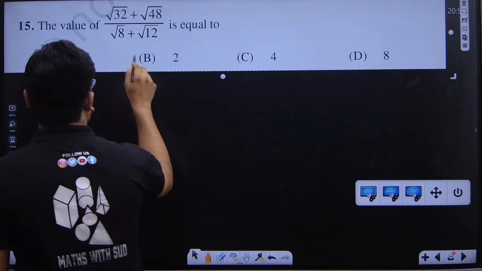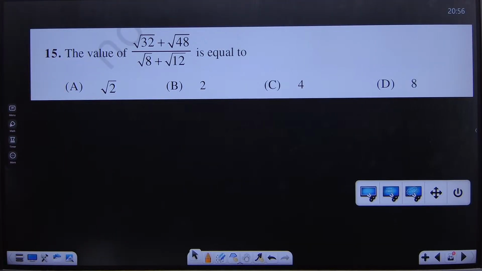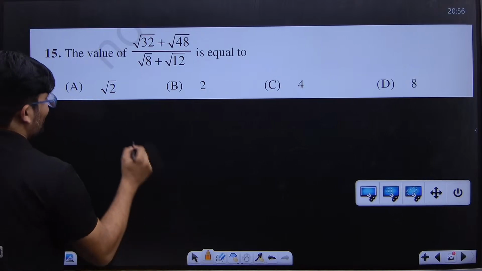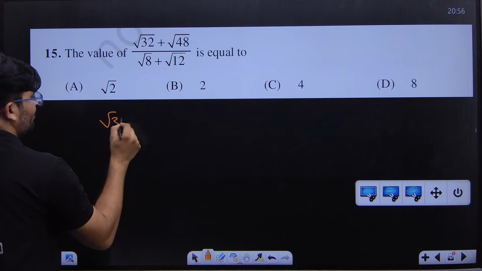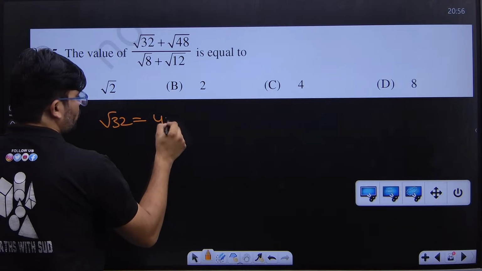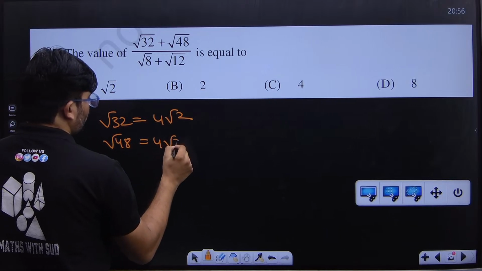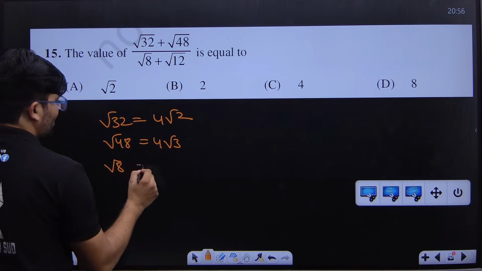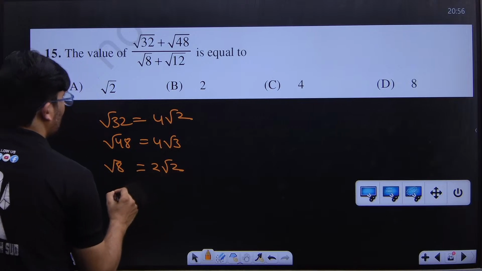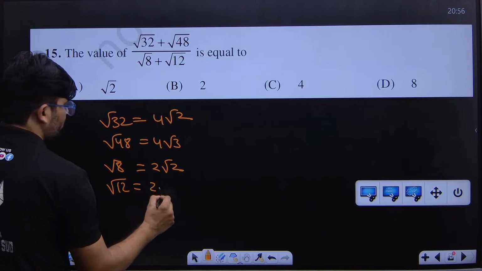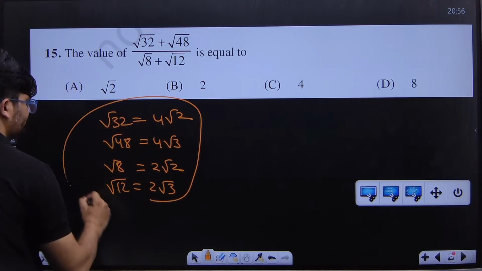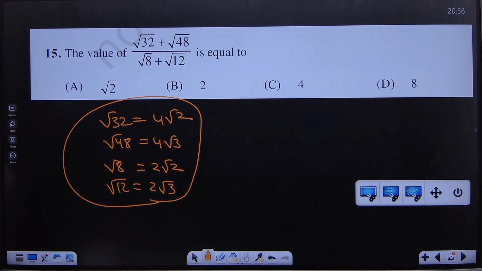Important question, do it. If you want, I can help you out. Under root 32 can be written as 4 root 2. Under root 48 can be written as 4 root 3. Under root 8 can be written as 2 root 2. And under root 12 can be written as 2 root 3. This is what I can help you with. Okay, so that makes it much easier. And do it.